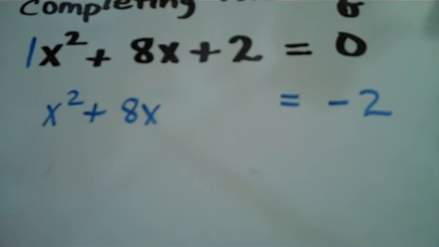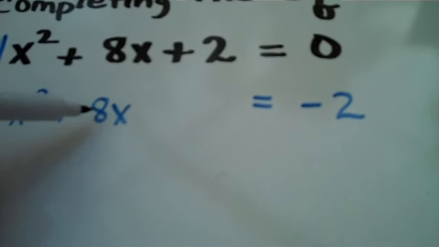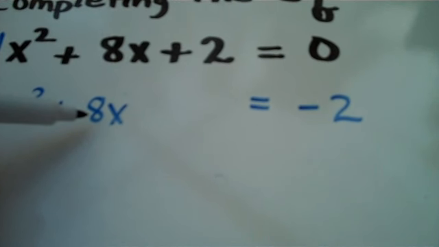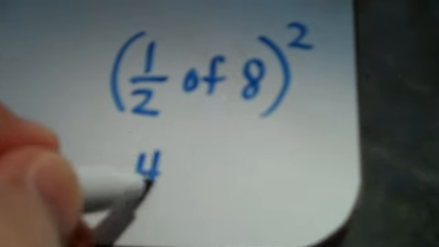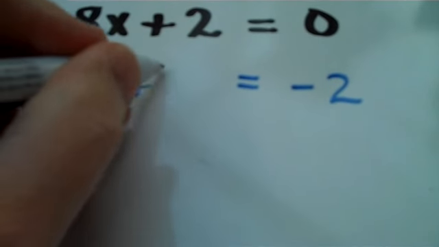And the way you're going to do that, you're going to take half of the coefficient of the middle term, half of 8, which is 4, and you're going to square it. So let's come down here. The way I did that, I took half of 8, and I'm going to square it. Of course, half of 8 is 4, and 4 squared is 16. Now, that number 16 gets added to both sides of the equation, because remember, what you do to one side of an equation, you have to do to the other side of the equation.